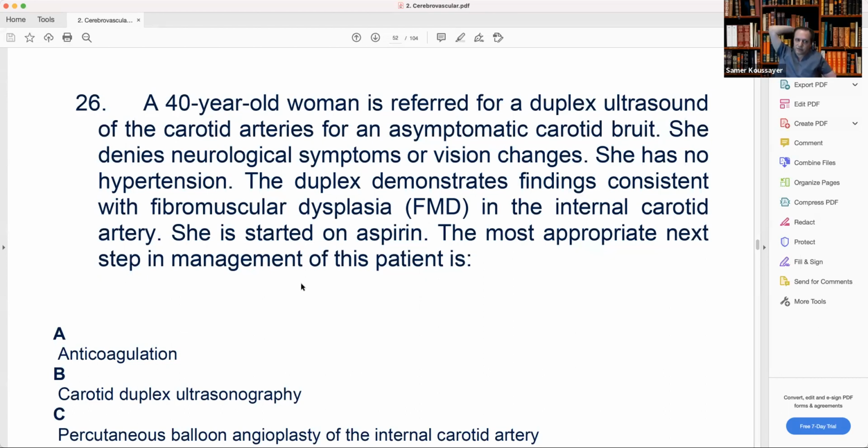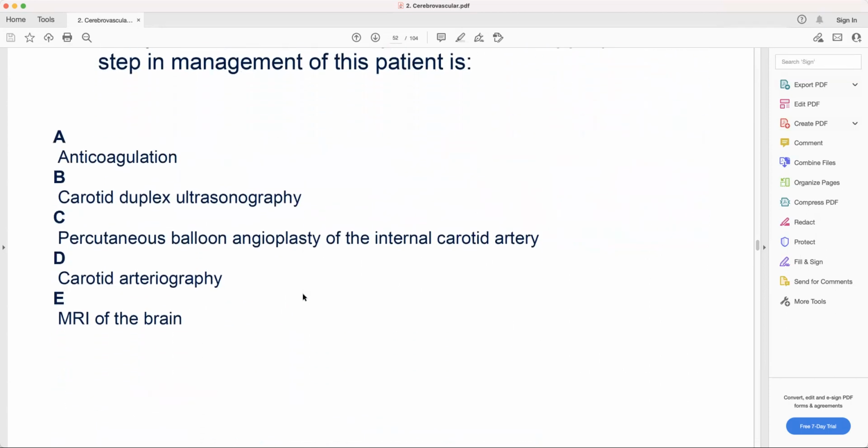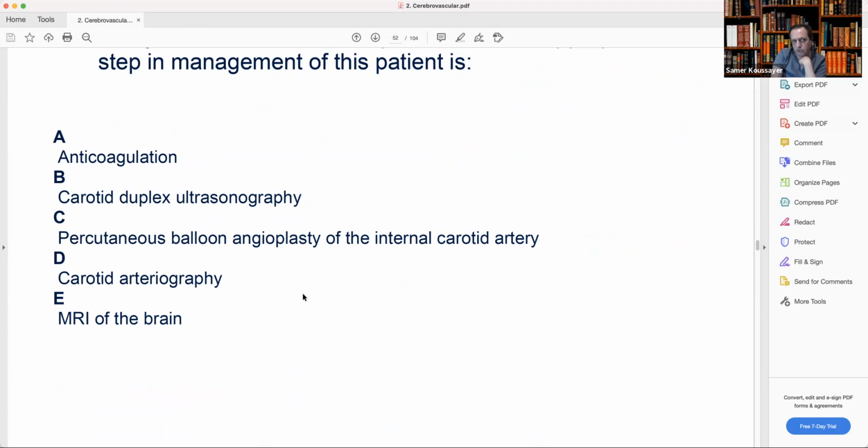To find intracranial aneurysm, anytime you find a carotid FMD, I think the next step is to get a brain MRI, as I said here. So it's a bit of a tricky question, but I think it's a good teaching point to keep in your mind when you see a patient in the clinic, especially young people with FMD. Okay.